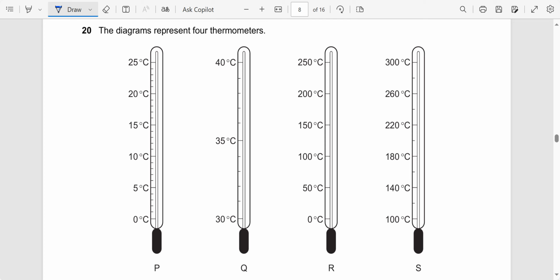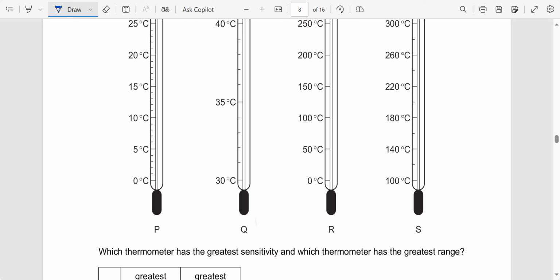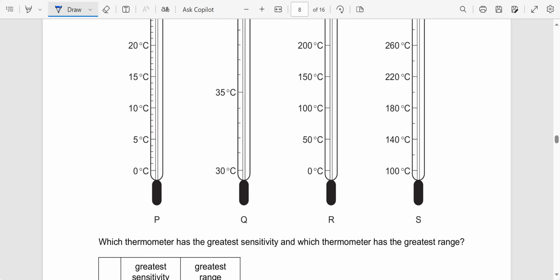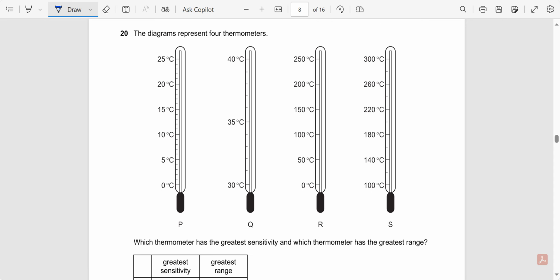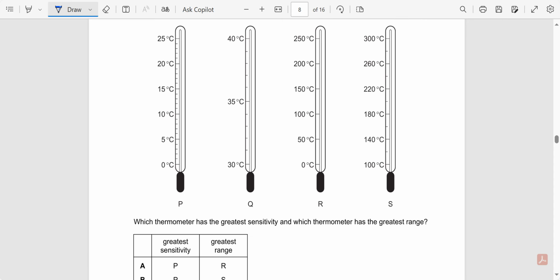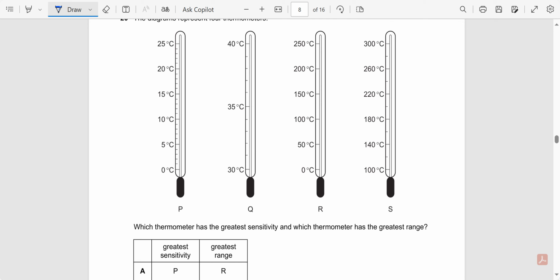The diagram represents the four thermometers. Which thermometer has the greatest sensitivity and which thermometer has the greatest range? So the one which has the greatest length per unit reading, so this has the greatest length for one reading, 1 degree of rise, so this is more sensitive. And this is 200, measuring 200 degrees Celsius of range. This is 250 of a range.